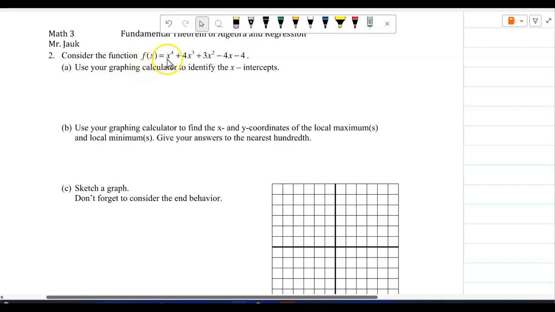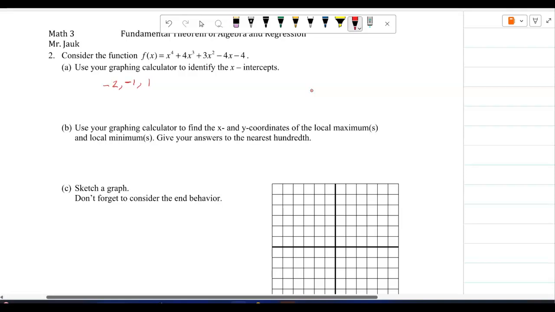Consider the function f(x) equals x raised to 4 plus 4x cubed plus 3x squared minus 4x minus 4. Use your graphing calculator to identify the x-intercepts. So let's do that. Use your graphing calculator. Minus 2, minus 1 and 1.